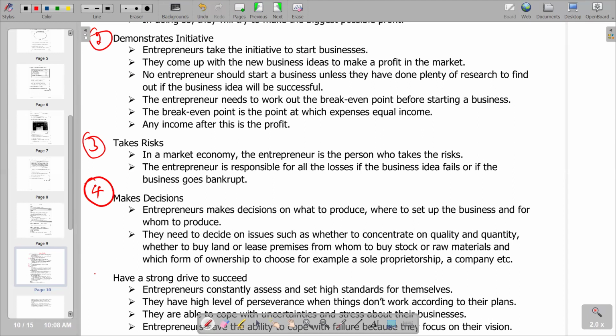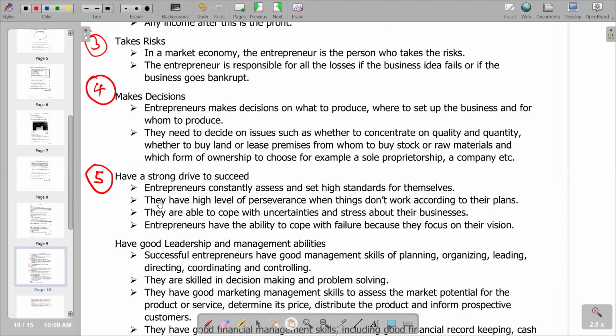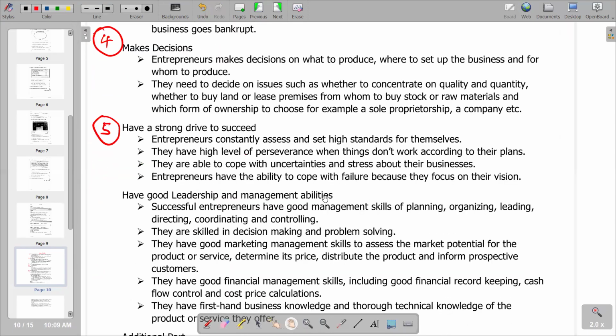We have having a strong drive to succeed. So we are saying having a strong drive to succeed, an explanation that we have reached: entrepreneurs constantly assess and set high standards for themselves. Setting high standards means you want to go above. The next characteristic is that you have good leadership and management abilities. So you should be able to lead and manage.